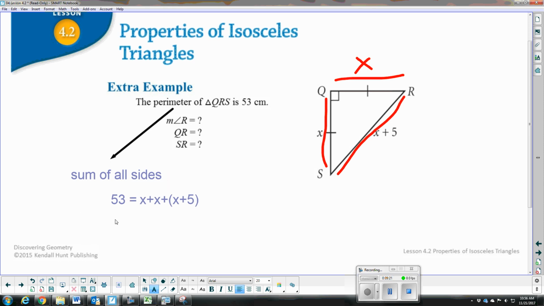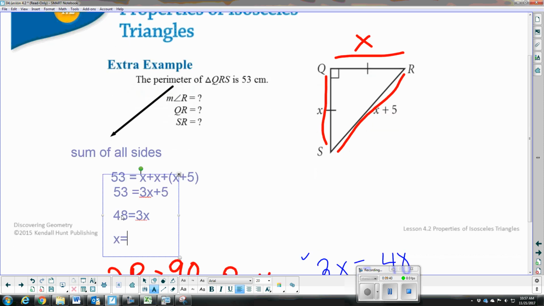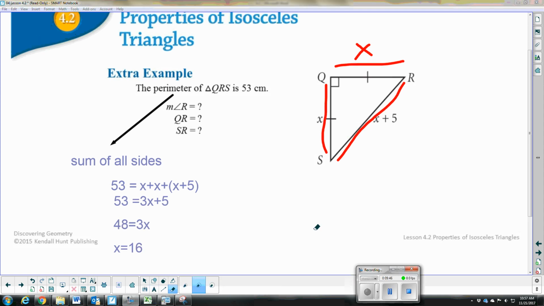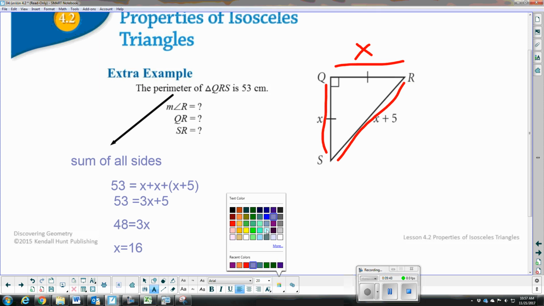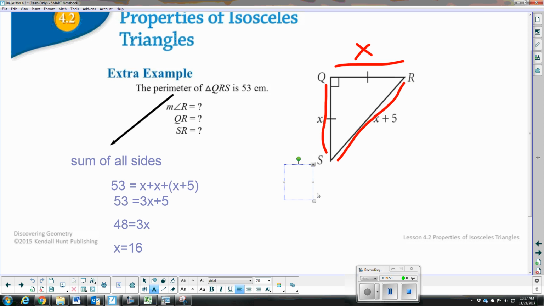So here's how we can write our equation for perimeter. And if we simplify that, we get 53 equals x plus x plus x, which is 3x plus 5. So if we subtract 5 from both sides, we get 48 equals 3x, and x equals 16. So if we're looking for QR, QR equals x, which equals 16.